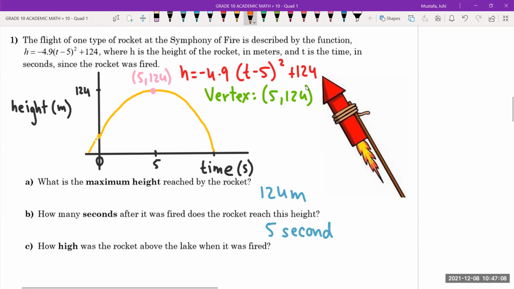If you're someone who likes to write stuff down, this number gives you your maximum height. This number, in this example, every example is slightly different, but this number tells you how long it takes for you to reach that maximum height.